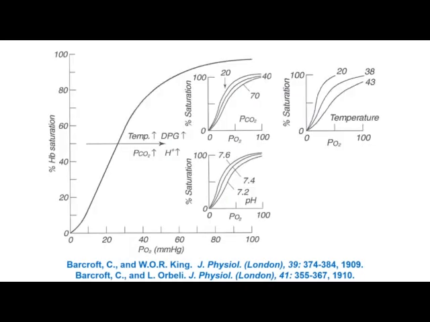So these are studies by Barcroft from the early 20th century, which tried to give an estimate of the magnitude of the shift in the oxyhemoglobin dissociation curve that is caused by PCO2, pH, and temperature. And you can see here that the changes due to temperature seem to be greater than with PCO2 or pH.